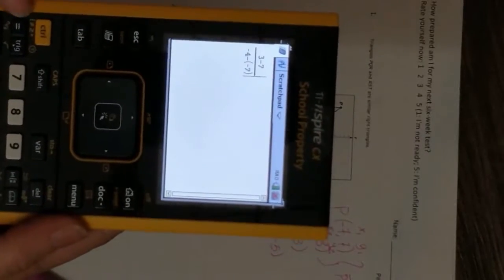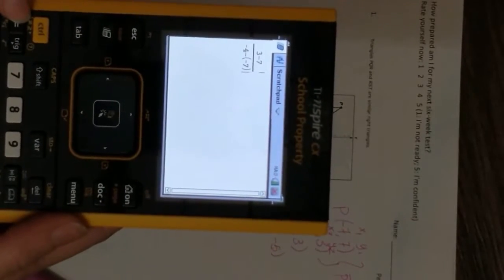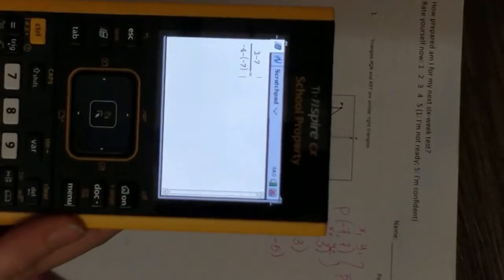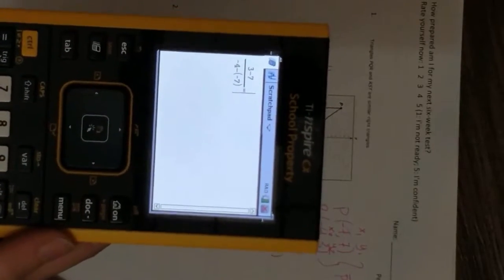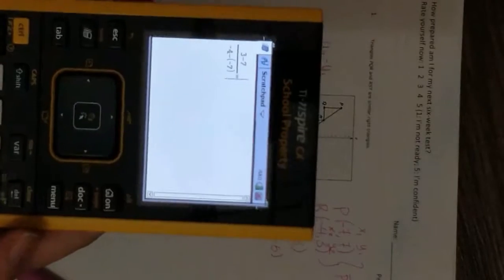Then I have this equal sign here. If I press this equal sign, it won't give me an answer. It'll let me make a statement, and the calculator will tell me, is it true or is it false? So that's what I'm going for.